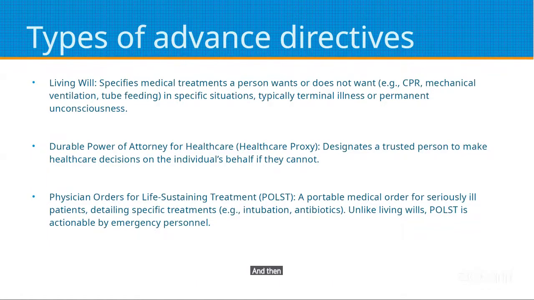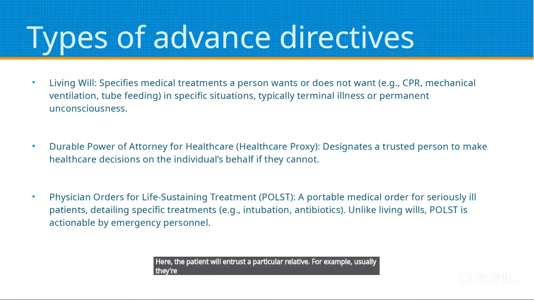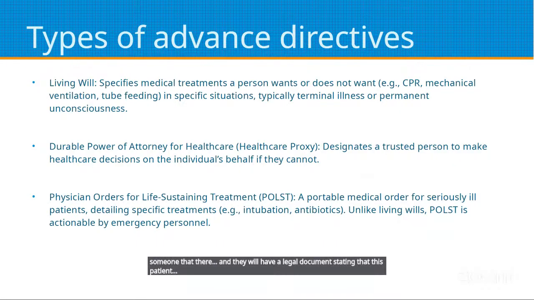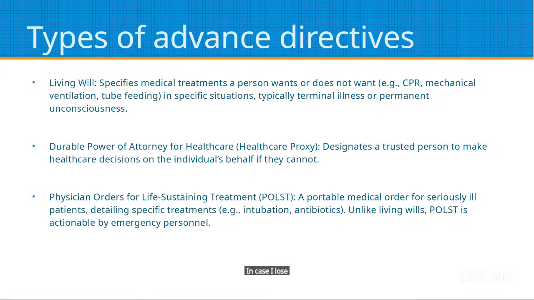And then there is the power of attorney or healthcare proxy. My colleague has briefly talked about it. Here, the patient will entrust a particular relative, usually their spouse, but it could be anyone, and they will have a legal document stating that this person is my power of attorney in case I lose my capacity. And then we have the POLST that we mentioned earlier, where they detail specific treatments the patient wants or does not want.